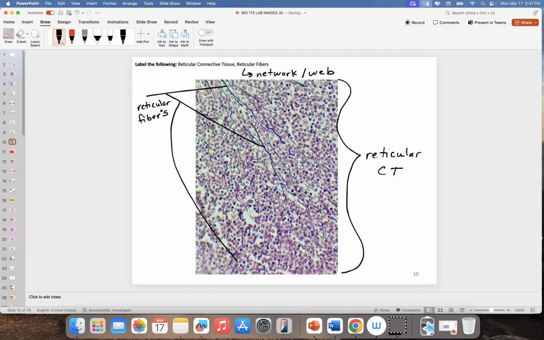And reticular connective tissue can be found in the liver, the kidney, the spleen, lymph nodes, bone marrow, and it functions to provide a supporting framework.